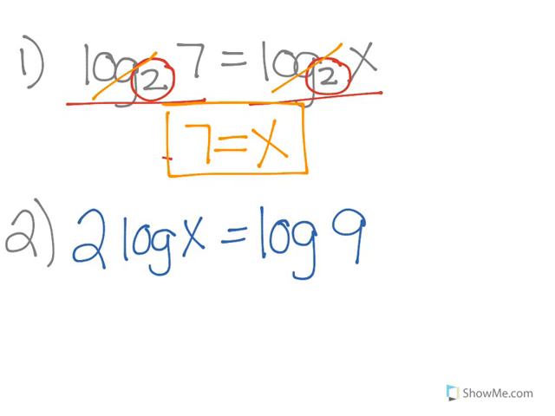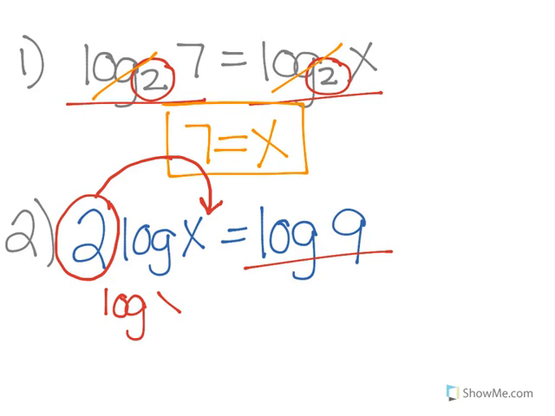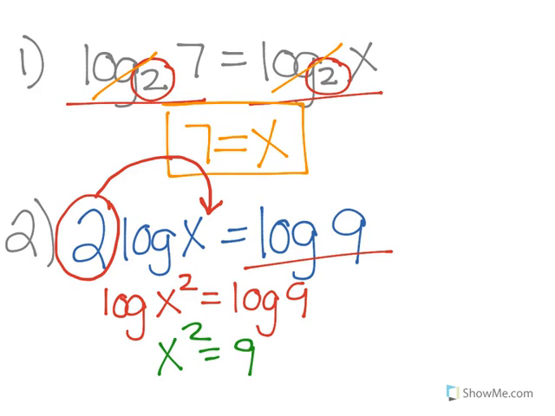In example number 2, we have a single log on the left, but we don't quite have a single log on the right because this 2 is in the way. So you're going to use log properties and fly this 2 up so that you have a single log. Log of x squared equals log of 9. So now, using the one-to-one property, we can say, okay, x squared then equals 9. So x is going to equal positive and negative 3.